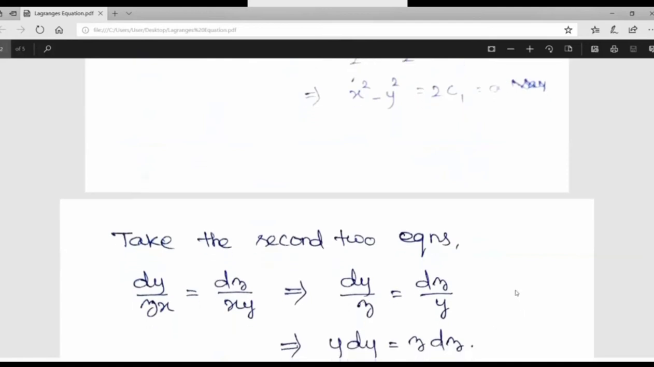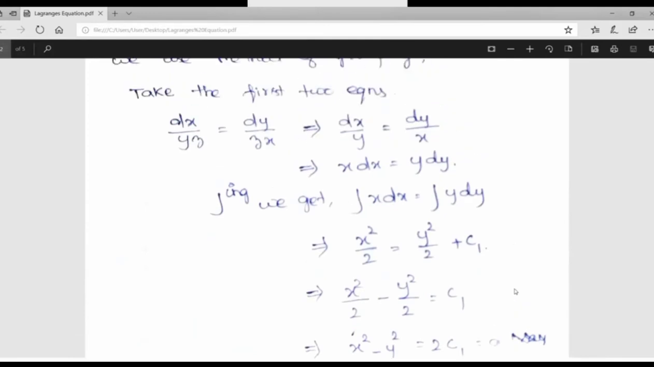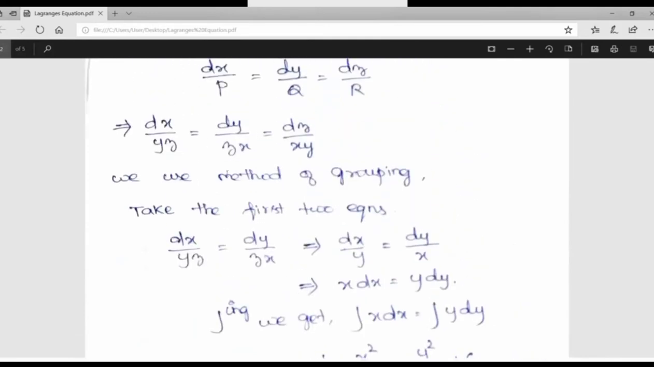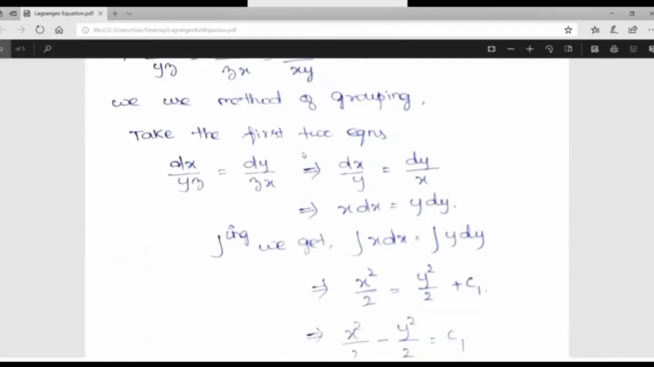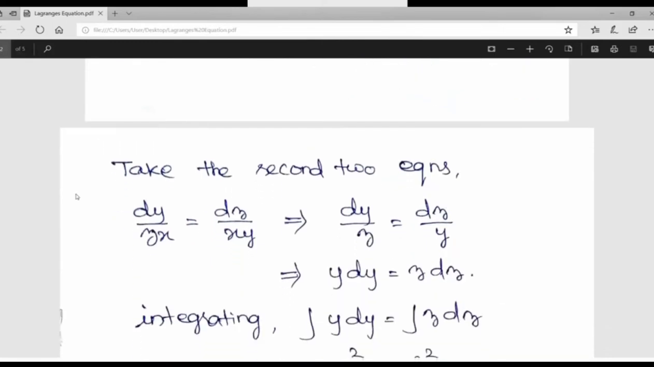And now we take the second and third equations in the subsidiary equation, that is dy by zx equal to dz divided by xy. What we can cancel here is our x, easily.